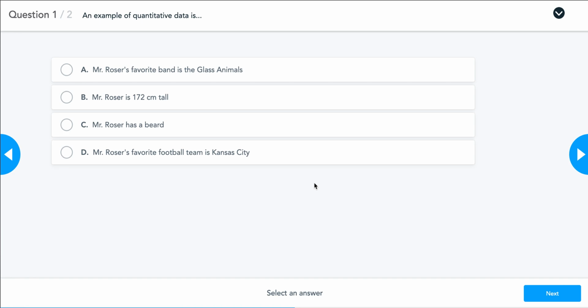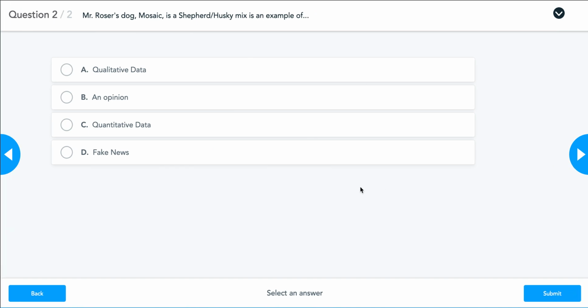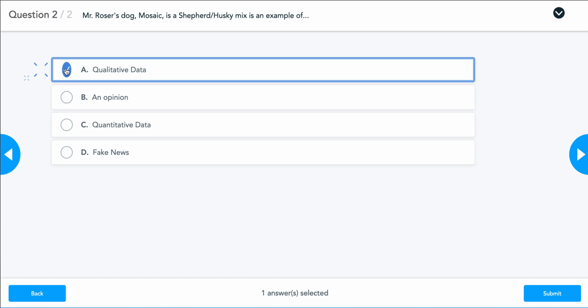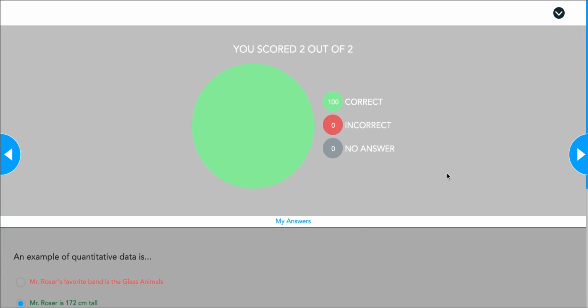All right, so an example of quantitative data. We look at all these very interesting facts about Mr. Roser, and the only one that has numbers is: Mr. Roser is 172 centimeters tall. Mr. Roser's dog, Mosaic, is a Shepherd Husky mix. That is something that you can see about Mosaic, and so sight is going to be something that is qualitative. We actually did do a test about that, and we did find out that that is her genes. So let's go ahead and check it out. Hey, perfect score. How exciting is that?